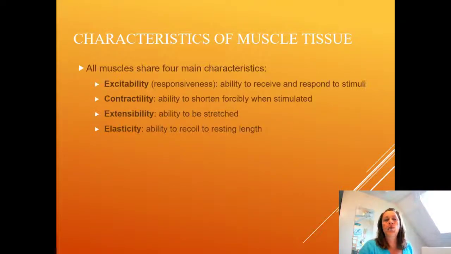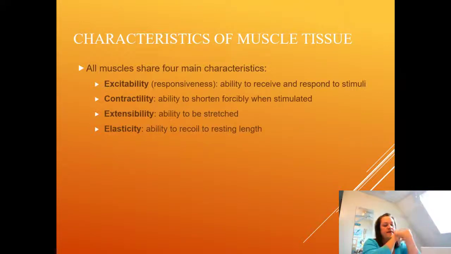Muscle tissue, no matter what type, has four main characteristics. They are excitable, right? Their ability to receive and respond to stimuli. They are contractile. They shorten when stimulated, right? When I contract my bicep, it goes from being this long, and I contract it, and it becomes this long, right? We're contracting. Extensible, meaning I can stretch it back out again.